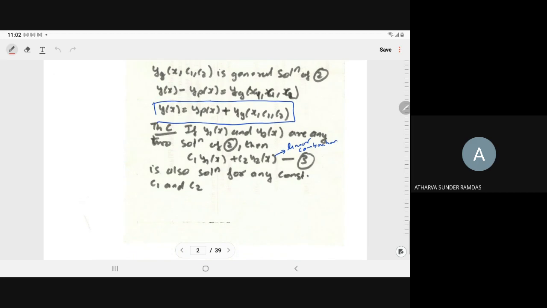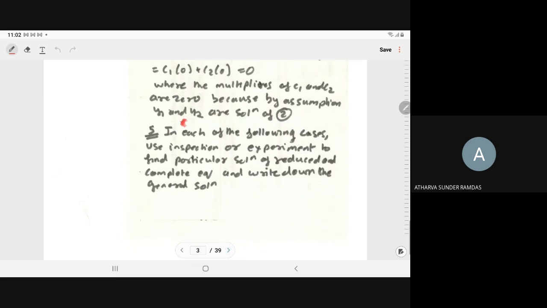Then we have theorem C. If y1 and y2 are any two solutions of the homogeneous equation, then c1 y1 plus c2 y2 is also a solution for any constants c1 and c2. So the linear combination of solutions is also a solution of the homogeneous differential equation. This much we did in the last class.